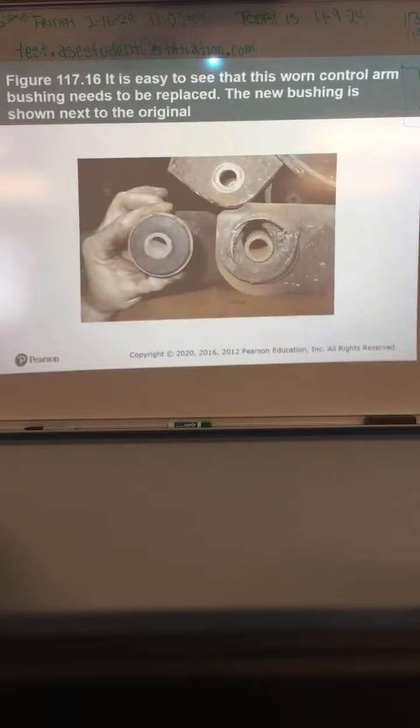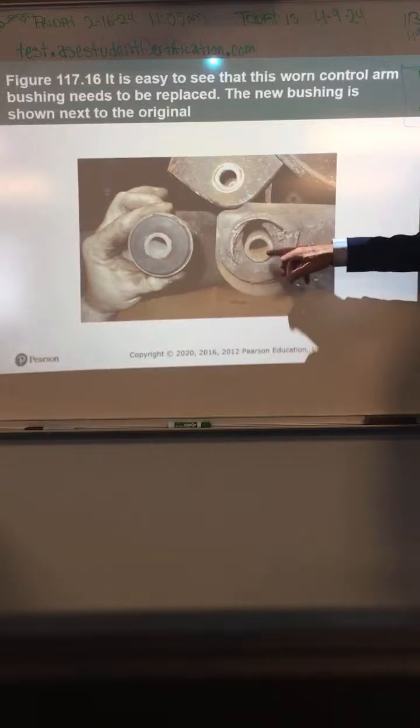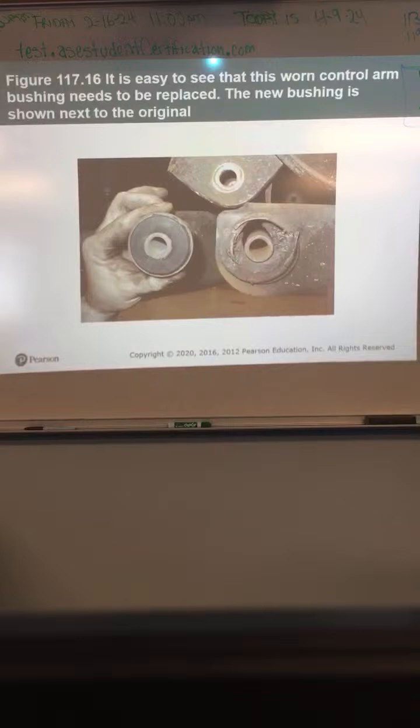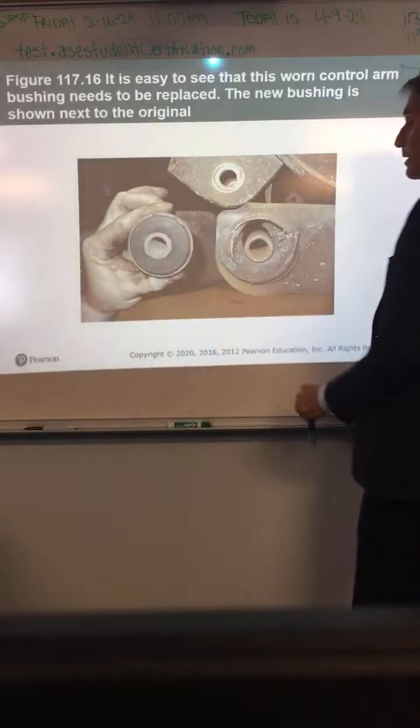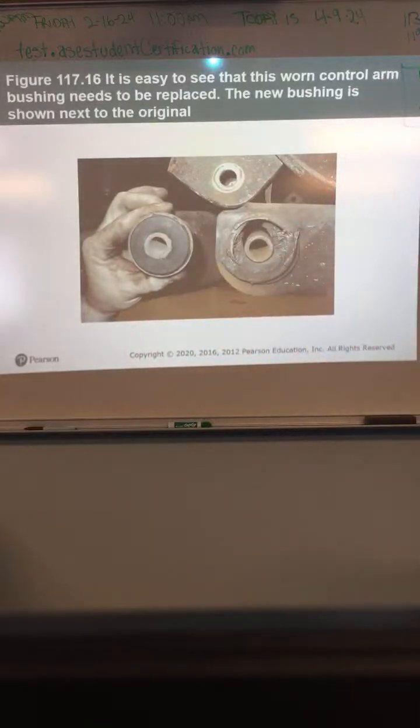Bushings. They should be pretty obvious too. You can tell that this bushing is no good, right? Again, a visual inspection will tell you most of what you need to know. Obviously, this is what a new one would look like, or a good one. That one is obviously not good.